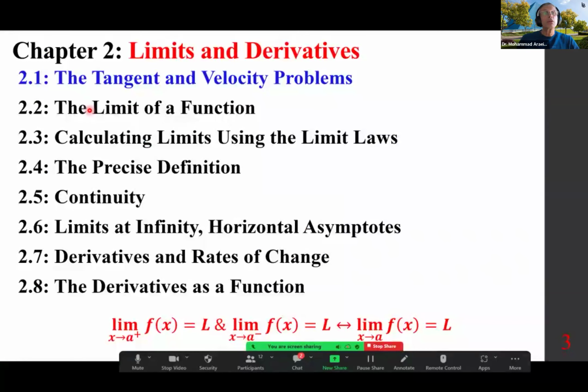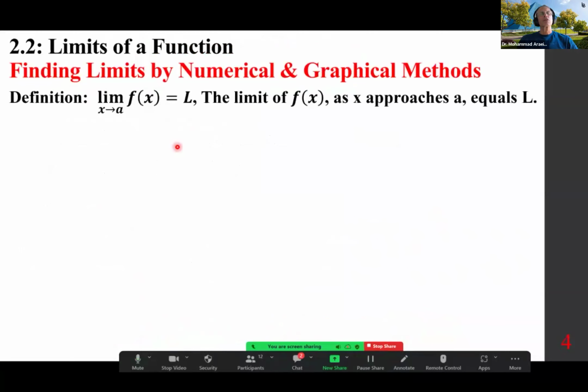So we are going to cover in this chapter the tangent and velocity problem, the limit of a function, calculating limits using the limit laws, the precise definition, continuity, limits at infinity, horizontal asymptotes, derivatives and rates of change, the derivative as a function. All right, so let's get started with the concept of a limit.